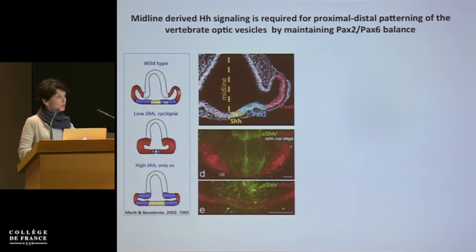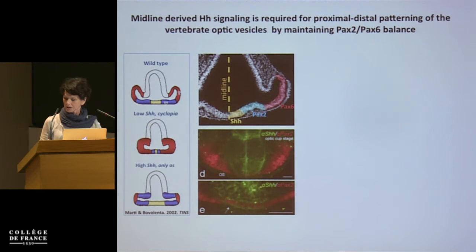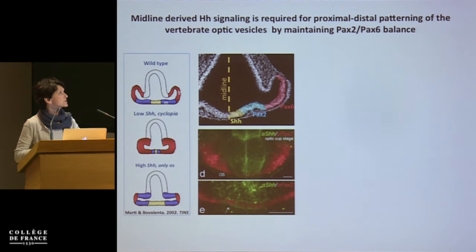And this is because Sonic hedgehog at the midline controls the expression of Pax2, and this in turn has an inhibitory relationship with Pax6, which is expressed in the optic vesicle itself, in a way very much similar to what James has just described in the neural tube.